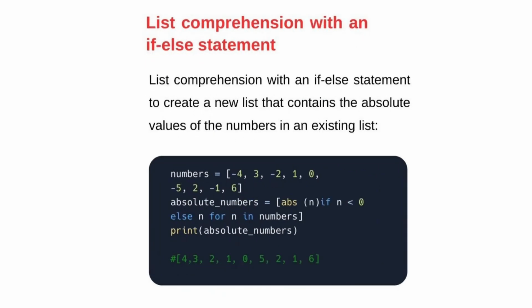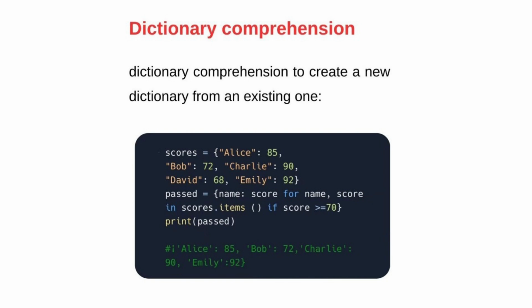List comprehension with an if-else statement to create a new list that contains the absolute values of the numbers in an existing list. Dictionary comprehension: dictionary comprehension to create a new dictionary from an existing one.